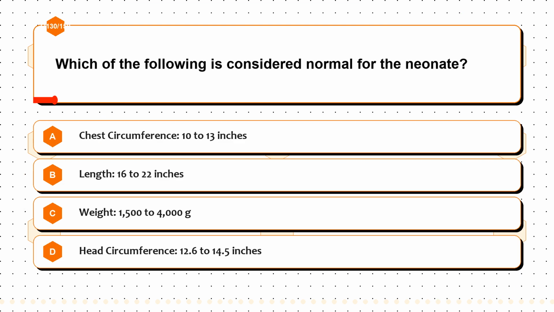Question 130. Which of the following is considered normal for the neonate? Here are the options. Option A, chest circumference, 10 to 13 inches. Option B, length, 16 to 22 inches. Option C, weight, 1,500 to 4,000 g. Option D, head circumference, 12.6 to 14.5 inches.